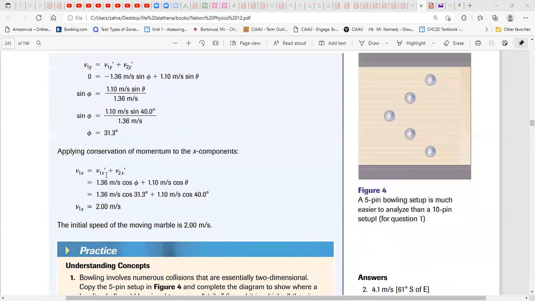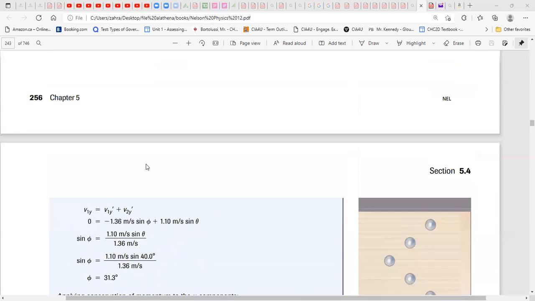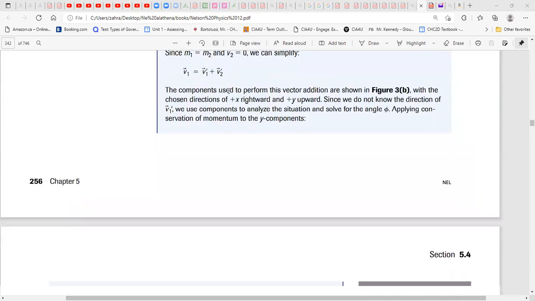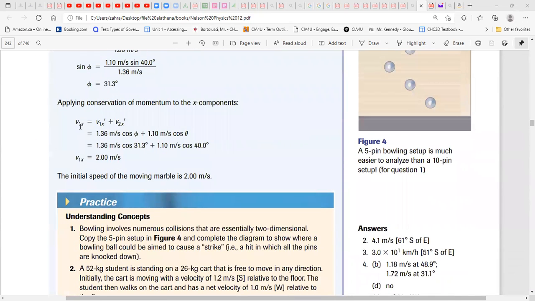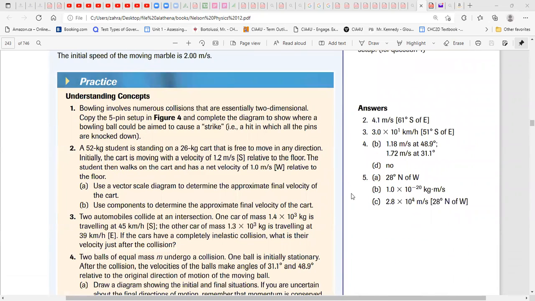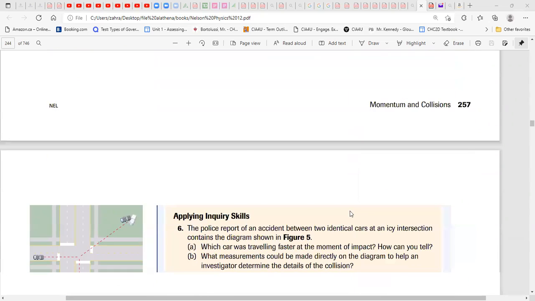Now you use the x component. Again, we have the same thing for x and y components. Now we're doing that for the x component. For the x component, we have v1x prime and v2x prime, and we have phi and theta angles, so we put them there. And this is v1x, the initial velocity of the marble. For practice, do questions number 2, 3, 4, and 5 here.